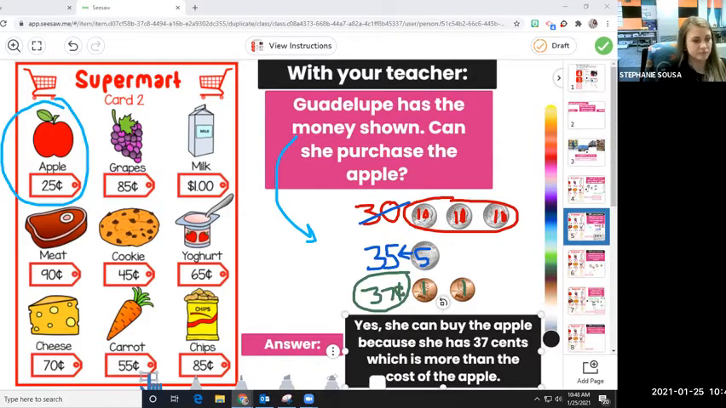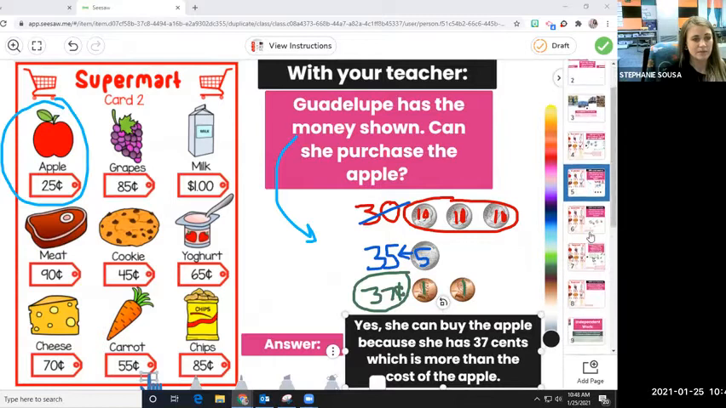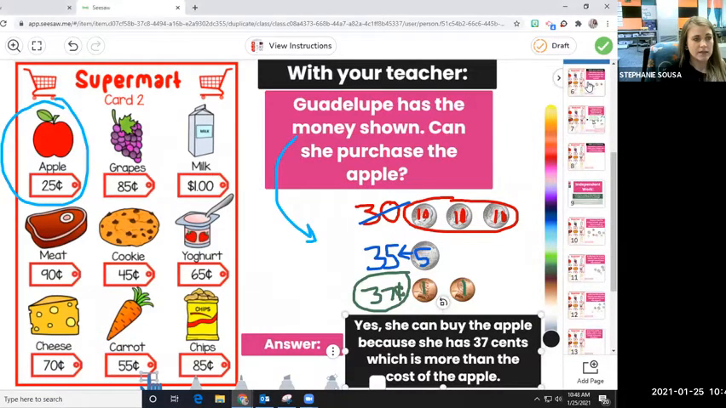All right. So this is what we are doing. We are counting the money. We are determining if we have enough to make a purchase or if we need more money to make the purchase, okay? So yes, in this example, Guadalupe can buy the apple because she has more than is needed. Let's take a look at slide 6.